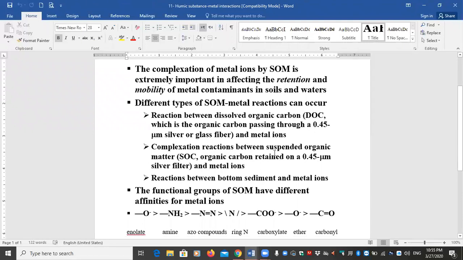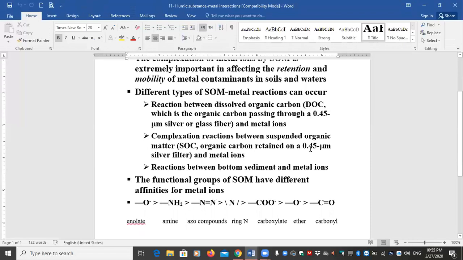Complexation reactions between suspended organic matter, SOC, the organic carbon retained on a 0.45 micrometer silver filter, and metal ions. So if they are retained on this filter, which has 0.45 micrometer sieves, that means they are larger than that. Remember, the dissolved is the one that went through it. These are the ones that are above. They will not be allowed to go through, which means their size is larger than this number.